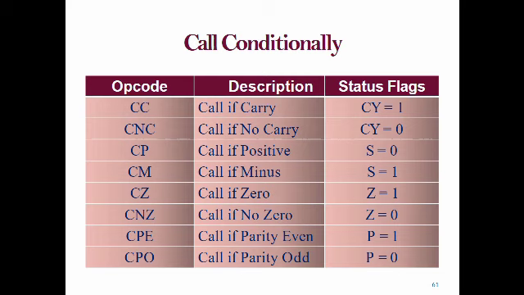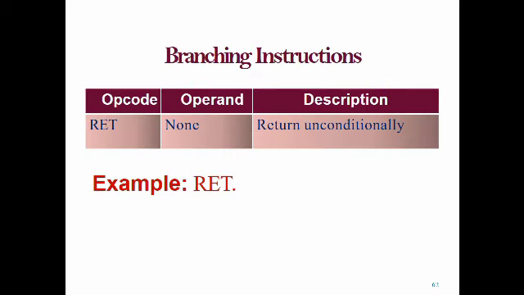There are some conditional calls as well, so the call instruction will check the condition, and if the condition is true in that particular case, it goes to that address. So conditional calls are the same as conditional jumps, that is call if carry, call if no carry, call if positive, call if minus, call if zero, call if no zero, call if parity even, and call if parity odd. So this call once again will take a call depending on the status of the flags.